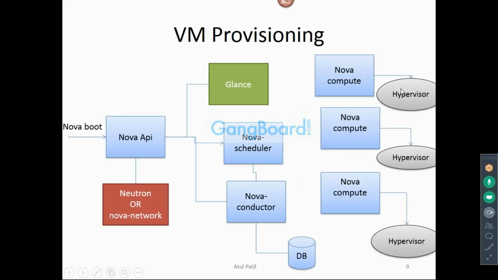And suppose all 3 hypervisors are free, and I want to boot this VM on my second or third hypervisor. Then when we create the VM, we have to mention that it should select the hypervisor from the third or second. So this is the part of Nova.